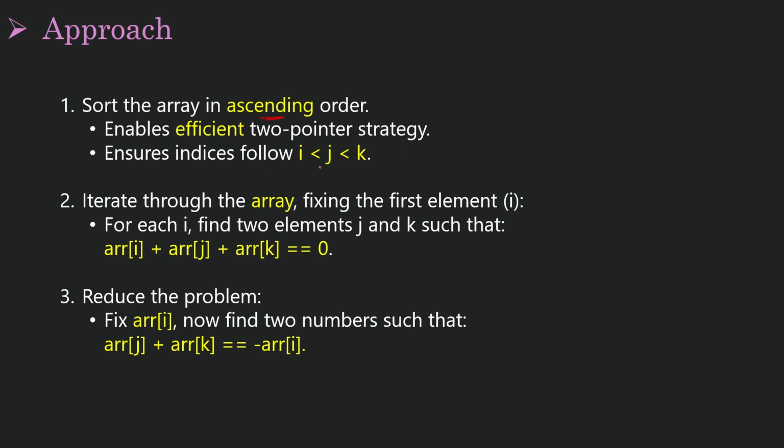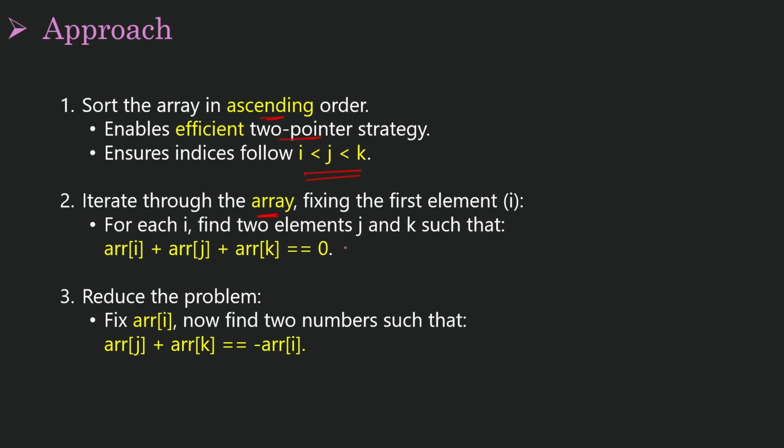Here's the step-by-step approach. First, we sort the array in ascending order. Sorting helps us use two pointers effectively to find pairs that sum to a specific value, and it ensures our indices can be processed in a way that naturally satisfies the condition i less than j less than k. Next, we iterate through the array to fix the first element of the triplet. Let's call its index i.